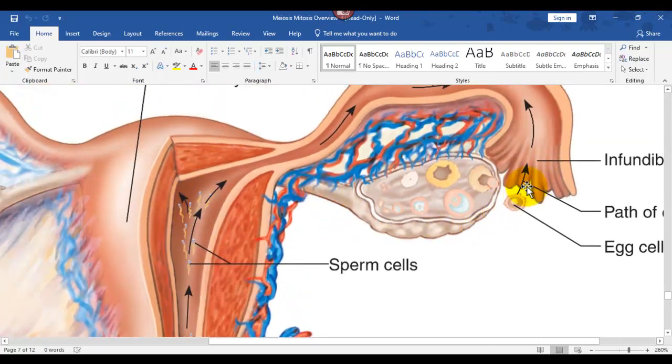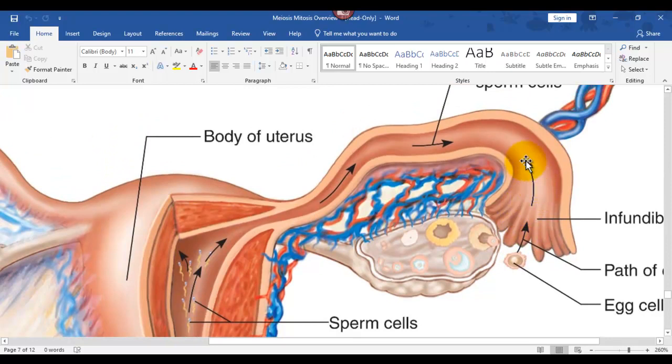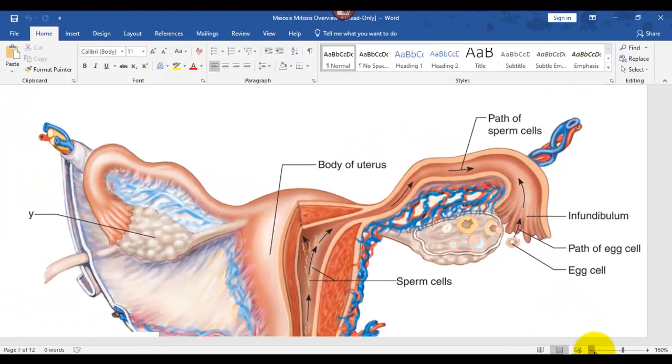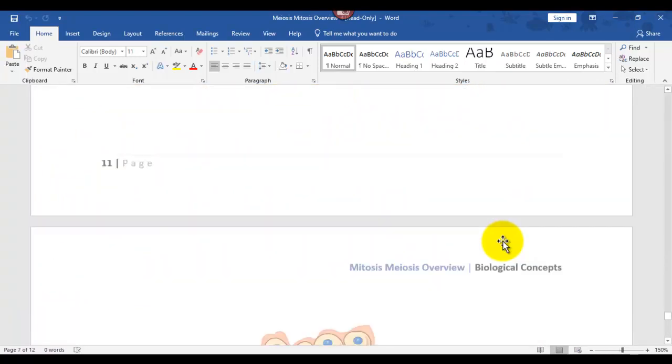And you see the egg being released. I showed you that diagram. The egg starts going this way, and then the sperm come up this way, and that's where they meet. And if there is a fertilization, it's going to occur up here in the fallopian tube. So I gave you this picture.